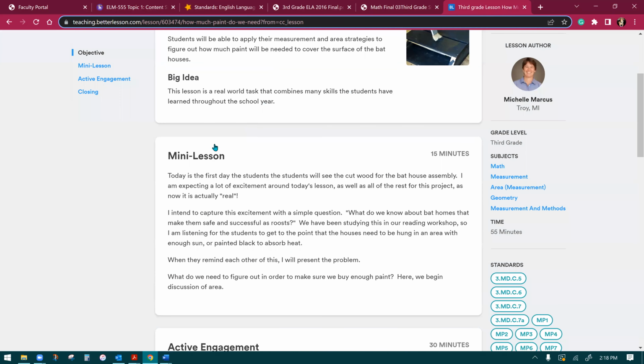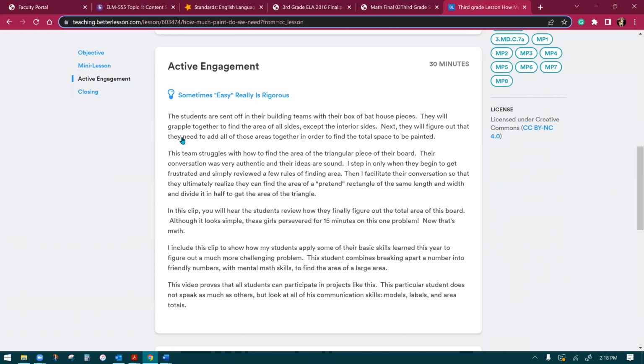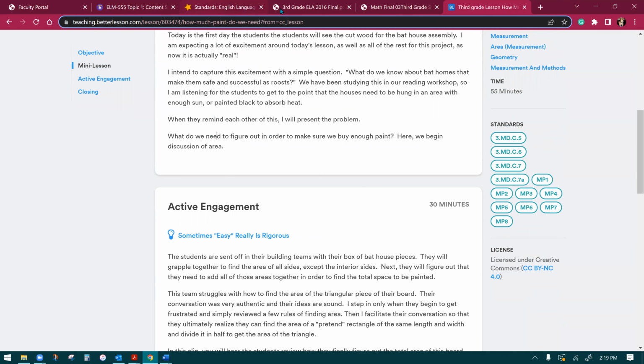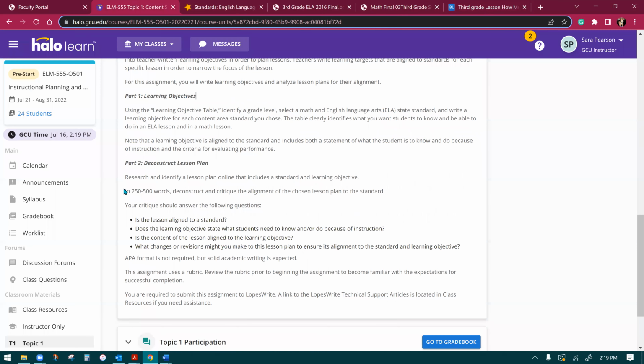Then I keep going and I'll explain, okay, next, they are struggling to find out the area of a triangle board. And so they begin to find the rules of area. This is all connected to those standards. And so give me those specific examples as you do this. And then you keep going through the rest of the 4 questions.